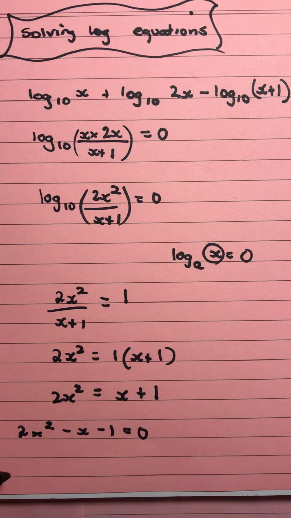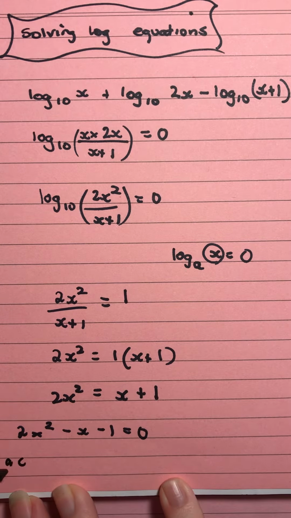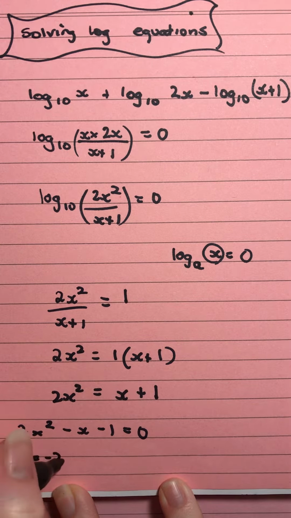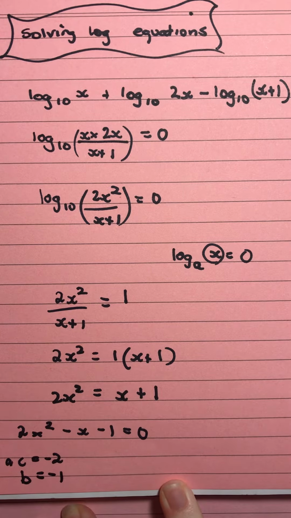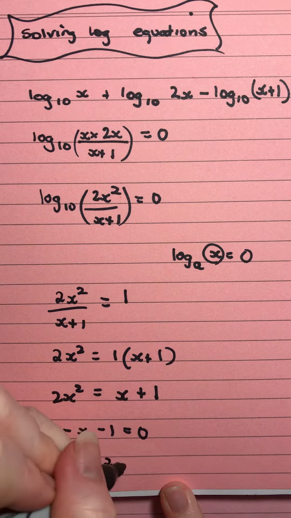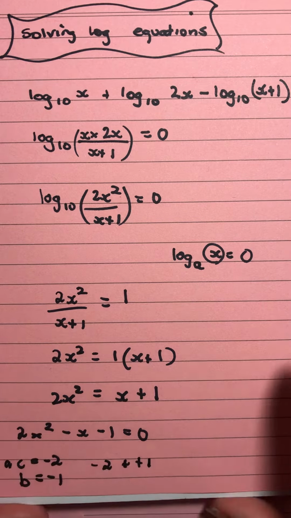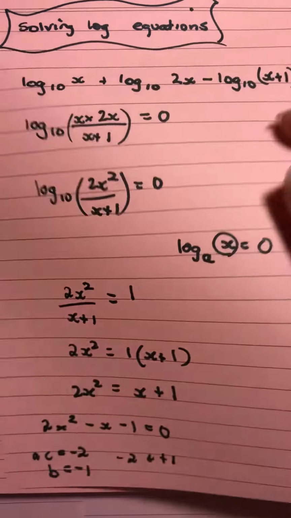So when we're factorising, we're looking for factors so that when our AC is equal to -2, our B is equal to -1. Two numbers that will multiply to give -2 but add to give -1 are going to be -2 and +1. So we're then going to factorise that.